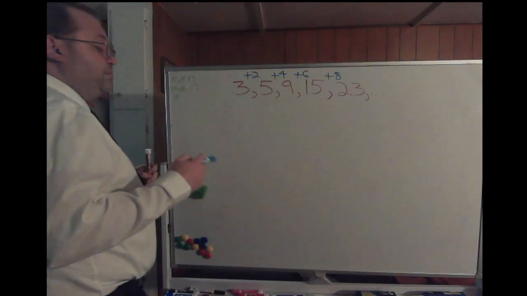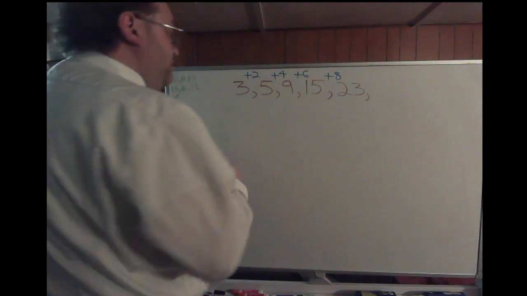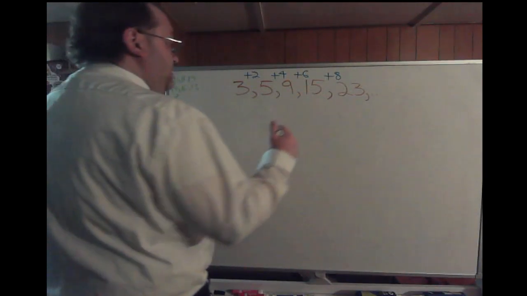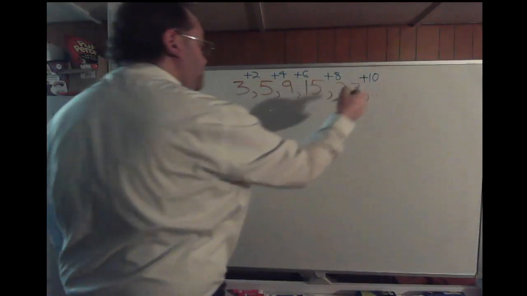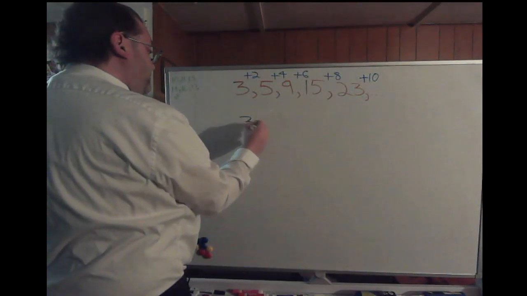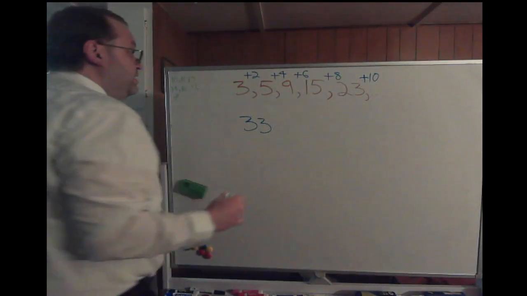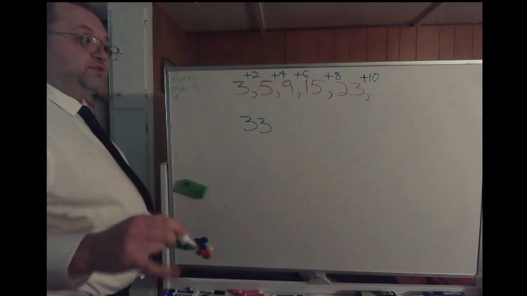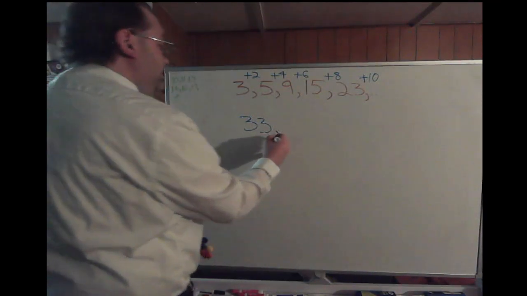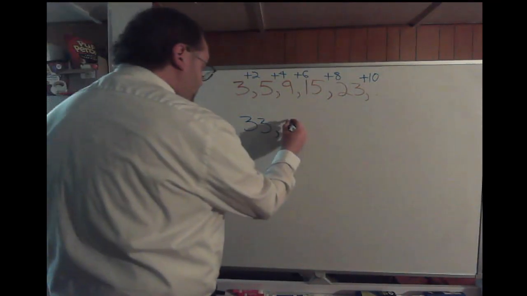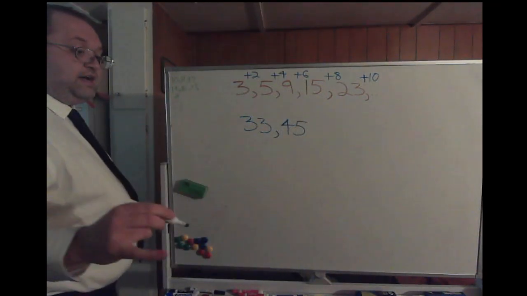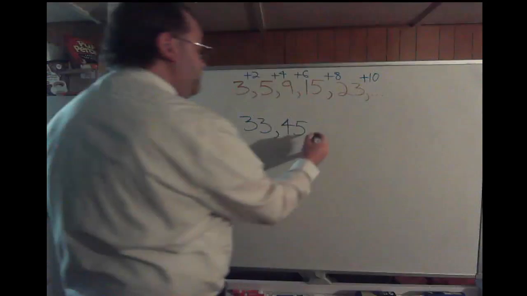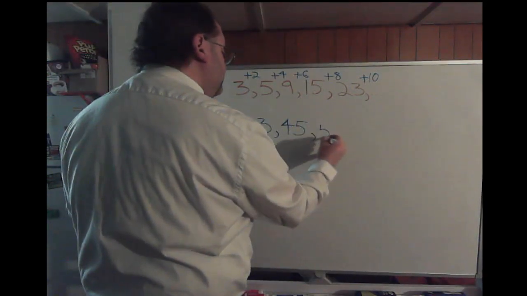So based on my conjecture, based on the pattern, in order to get the term after 23, we're going to have to add 10. So 23 plus 10, well, that's going to be 33. Which means to get the term after 33, we're going to have to add 12. 33 plus 12, well, that's 45. Which means to get the term after that, we're going to have to add 14. So 45 plus 14, that is 59.